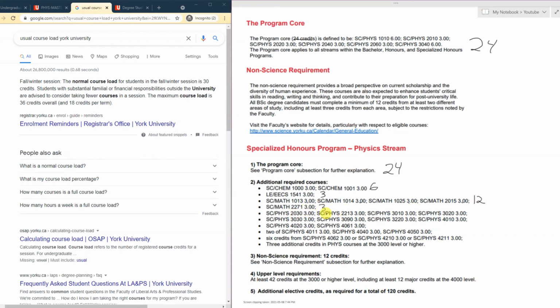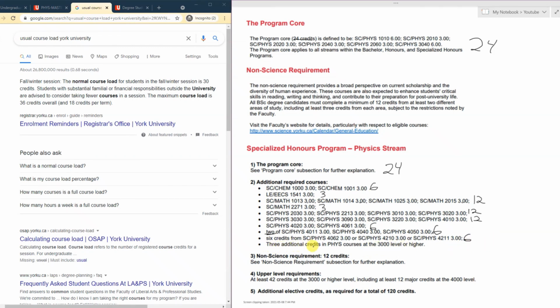3 credits here. 1, 2, 3, 4. That's 12 more credits. 1, 2, 3, 4. That's 12 more credits. 1, 2. That's 6 more credits. 2 of this list here. So there's 3 options, but you're picking just 2 of them for 6 credits. 6 credits from this list, or this one, or this one. So there's 3 options, but again, 2 out of the 3. So you have 6 in total.